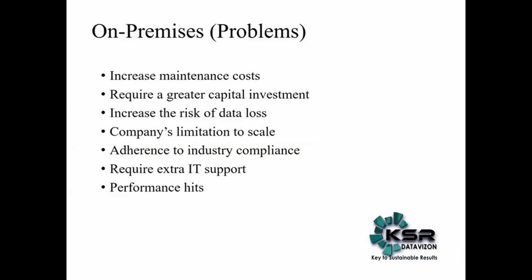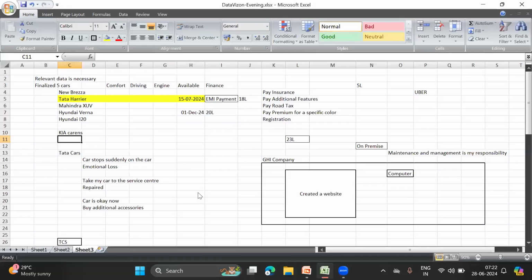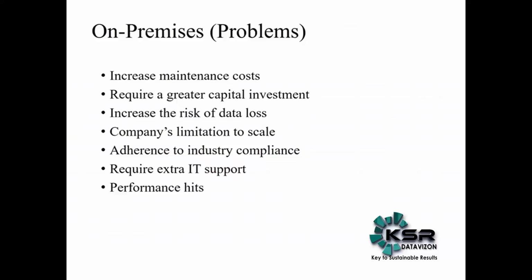Then over here, the hardware has limitations. We have to adhere to the IT industry compliance. We have to take care of the software compliance. We have to take care of the security, a lot of things. And for that, I need extra people to take care of my hardware and software. And there could be a performance hit as well. Let's say, for example, when we were having a car, we had performance issues. The car is not giving very good performance. It is breaking down somewhere. I am not able to take it on a hill. There could be a lot of issues with my car as well. So there could be performance hits on-premise as well.